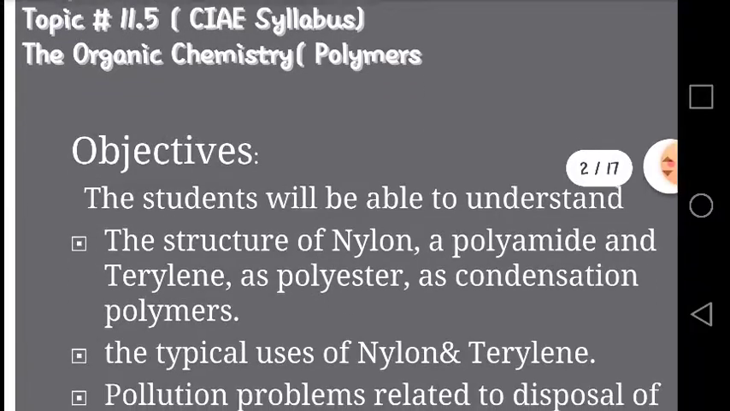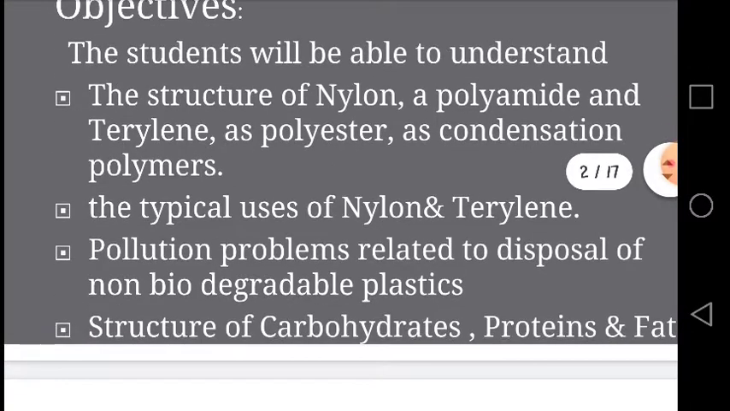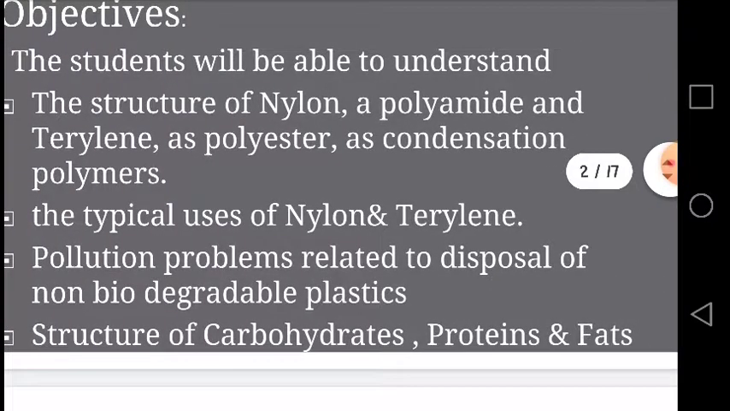Dear students, today we are going to focus and we will be able to understand the structure of nylon, polyamide and terephthalate as polyester as condensation polymers. The second focus will be on the uses of nylon and terephthalate, and the third point which we are going to consider today, the pollution problems related to the disposal of non-biodegradable plastics. And the fourth, we will be focusing on the structure of carbohydrates, proteins and fats. So students, are you ready?